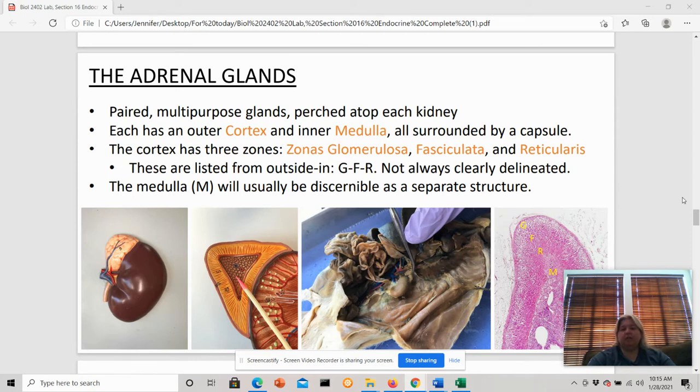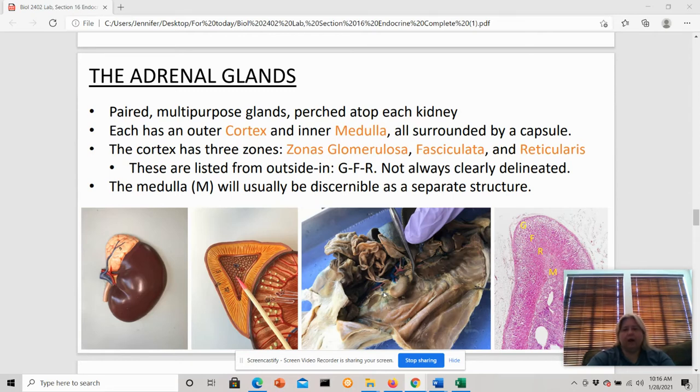Remembering GFR is important, but understand that when you look at the histology of the adrenal gland, this may not be clearly delineated, meaning that you may not be able to tell the difference between the zona glomerulosa and the zona fasciculata. However, the medulla is usually discernible as it's a separate structure. So we have a kidney and an adrenal gland, and we have the cortex on the outside and the medulla.